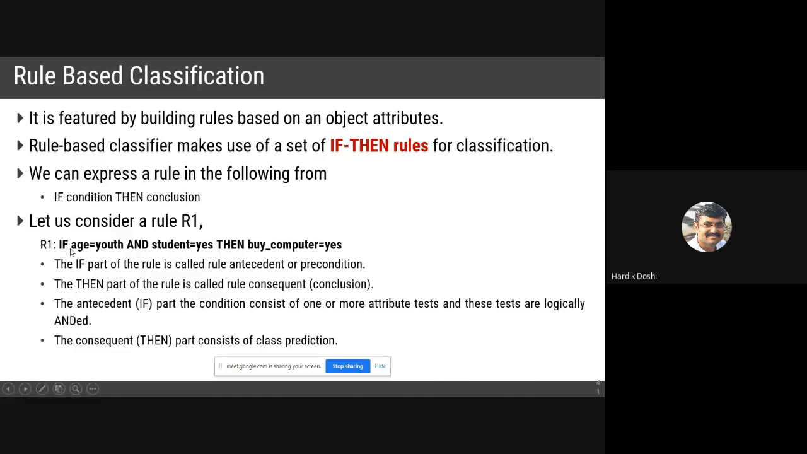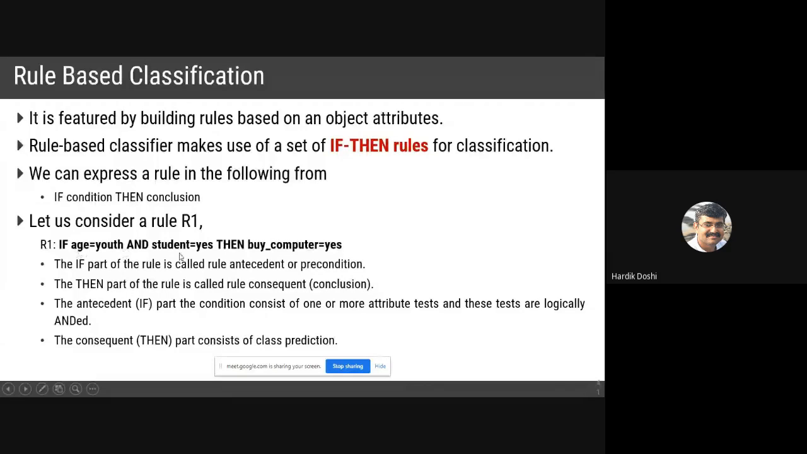So whenever I say if age equals youth and student equals yes, this is your antecedent. Whereas the then part, then buys computer equals yes, is termed as rule consequent or conclusion. So what are the consequences we get when this condition is satisfied? That is the rule consequent. And the antecedent, the if part, the condition consists of one or more attribute tests. And these tests are logically ANDed.